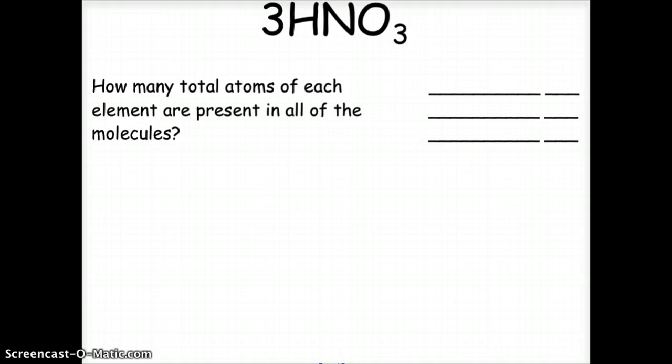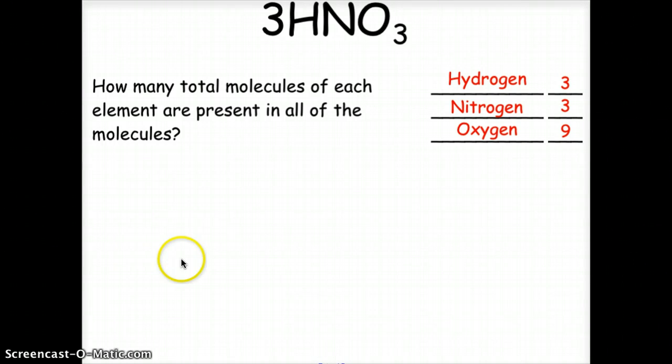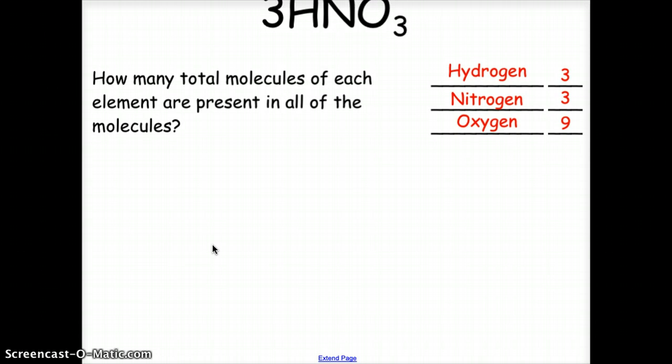So how many total atoms are present of each of the elements in this molecule? Now we're counting all 3 of the molecules. So go ahead and figure that out. And for the total atoms present in all 3 molecules, we would have 3 hydrogens, 3 nitrogens, and 9 oxygens.